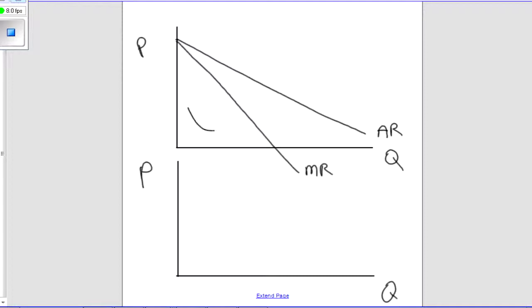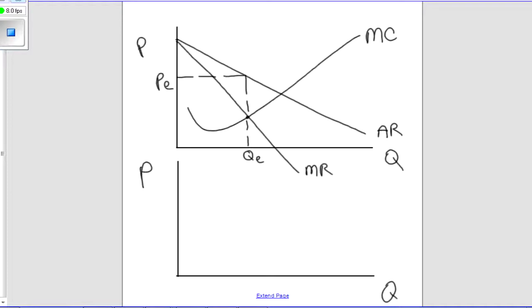One of the main objectives of firms is to have profit maximization. This is when MC equals MR. Therefore, the quantity produced will be QE, and the price will be along the AR at PE.